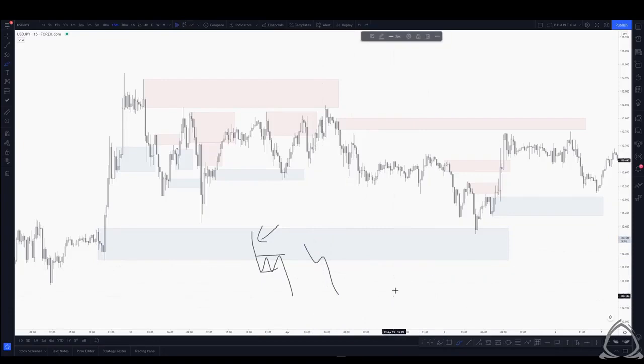Or on the flip side, we'd be looking for price to move to the upside, range, and then move to the upside, or price to move to the upside, pivot, and then move to the upside. These would be our continuation models that we would be looking for.